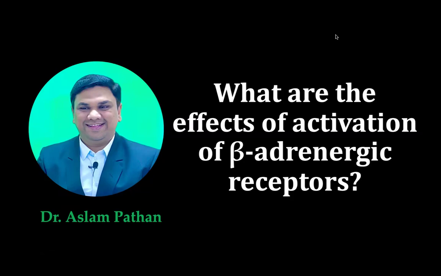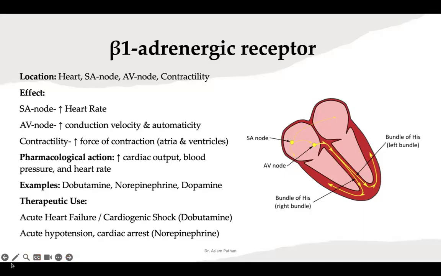What are the effects of activation of beta-adrenergic receptors? There are three beta-adrenergic receptors: beta 1, beta 2, and beta 3. Beta 1 adrenergic receptors are located in the heart, SA node, AV node, and are responsible for the contraction.